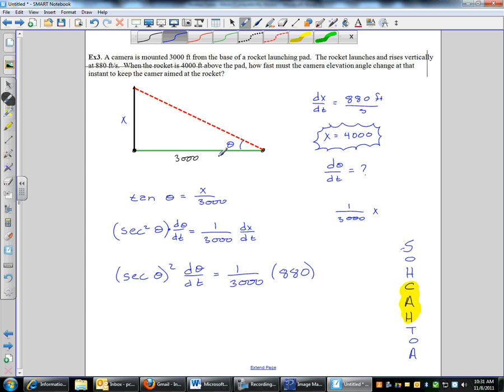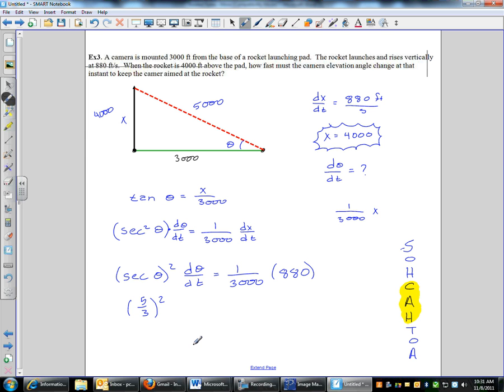It's 3,000, right? Okay, I know that x is 4,000, right? Do I know what the hypotenuse is? What would it be? 5,000. This is a 3, 4, 5 triangle. I just multiplied everything by 1,000, right? So since I know the side lengths of my triangle are 3,000, 4,000, and 5,000, then I know that cosine of theta is, what would cosine be? 3/5, right? Which means secant is 5/3.